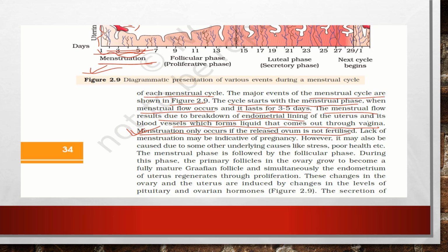Lack of menstruation may be an indicator of pregnancy, as a person who is pregnant will not have menstruation. But there are several other underlying causes, like poor health, stress, etc. They can also stop the menstruation process, because then your body is not in a good condition and your hormones are not working properly. This is all a hormone-based process. If the hormones in your body are not working properly, they will cause a stop or a pause in the menstruation process.